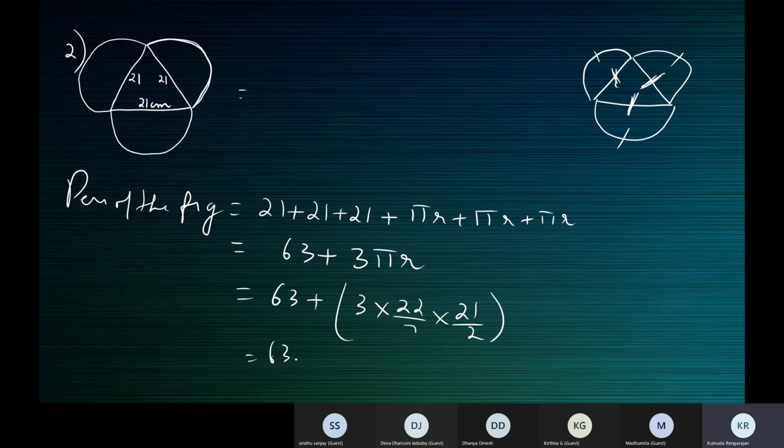So that's 63 plus, 2 ones are 2, 11s are 7 ones are 7, threes are 21, so what do we have here? 11 6 11 9, 99. So 99 plus 63, 162 centimeters. The perimeter of the figure is equal to 162 centimeters. Is that right, children? Yes, ma'am.